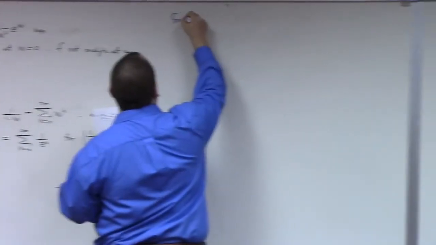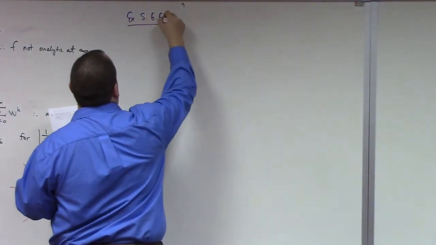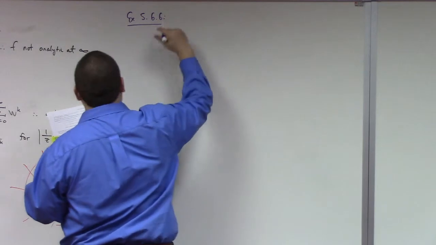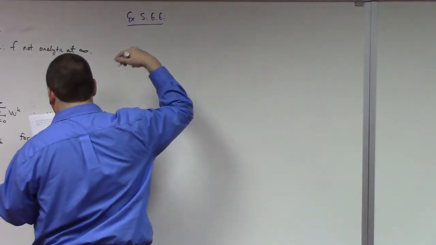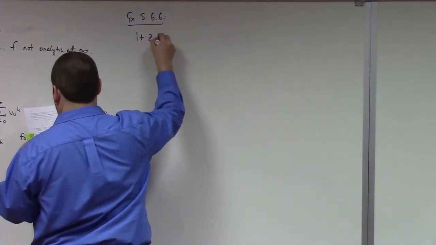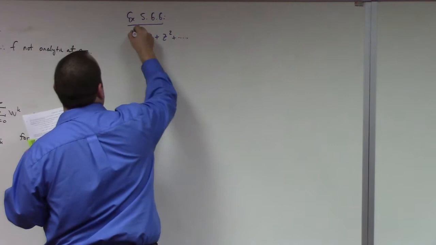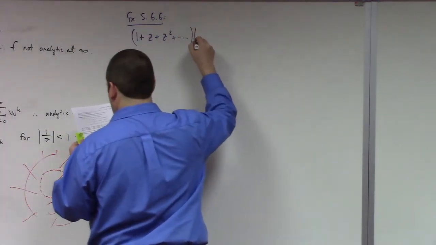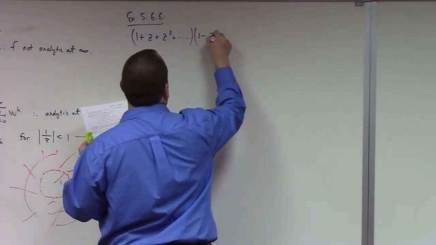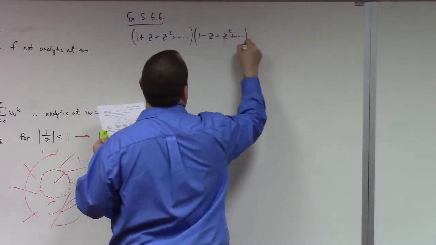This is example 5.66. Again, I guess I'm putting the cart before the horse a little bit here. Don't worry, I'll construct the cart next time. If I wanted to multiply 1 plus z squared plus, all right, times 1 minus z plus z squared plus, what would that equal?